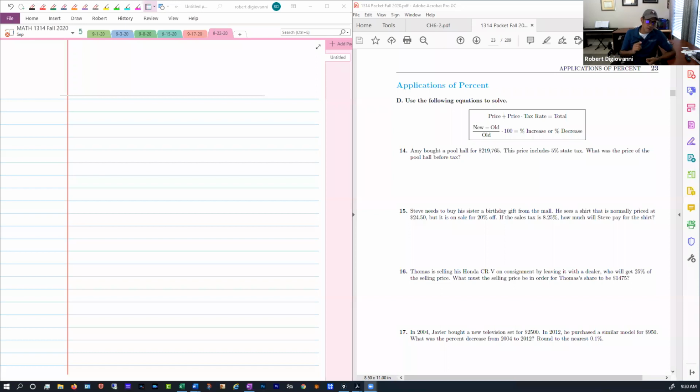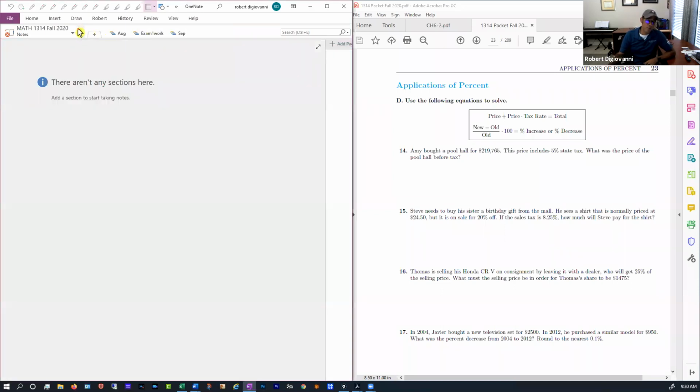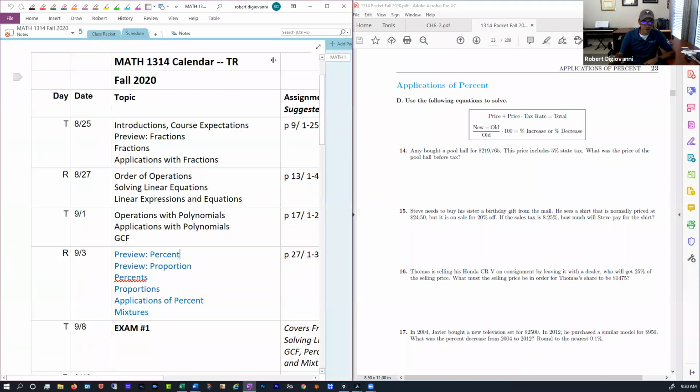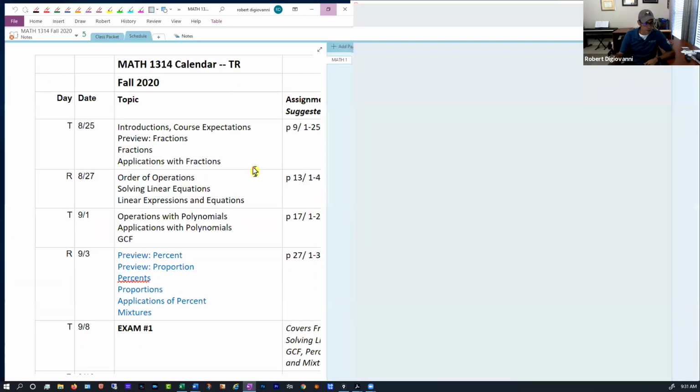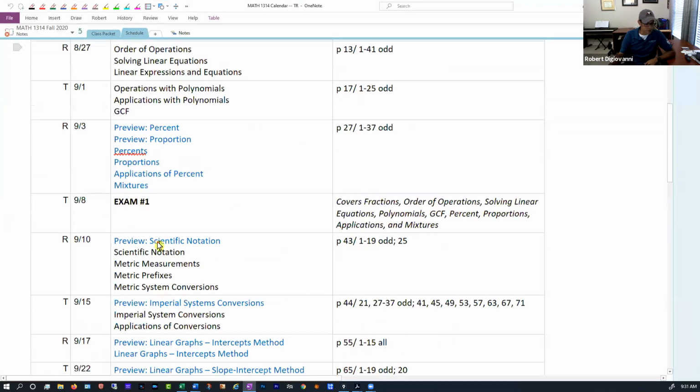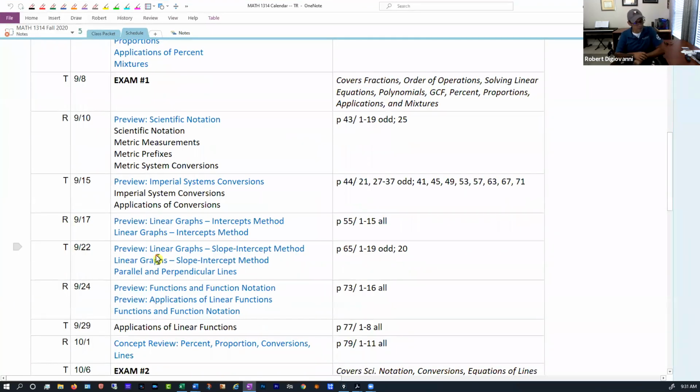Now, I was looking at our calendar, and we are very, very far behind, which I kind of anticipated would happen. Today's the 22nd, and we are supposed to be starting linear graphs, slope-intercept method. We should have already covered the intercept method on linear graphs. So we still have to finish applications of percents, talk about mixtures, and then get through all this conversions.